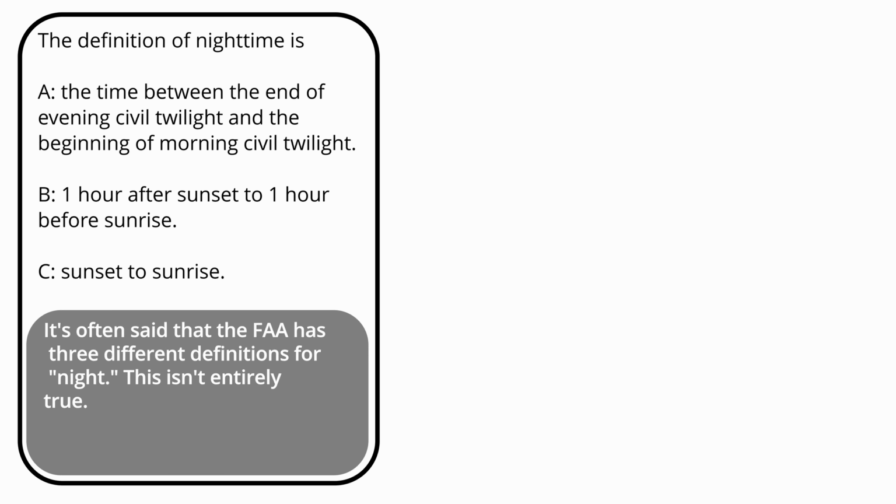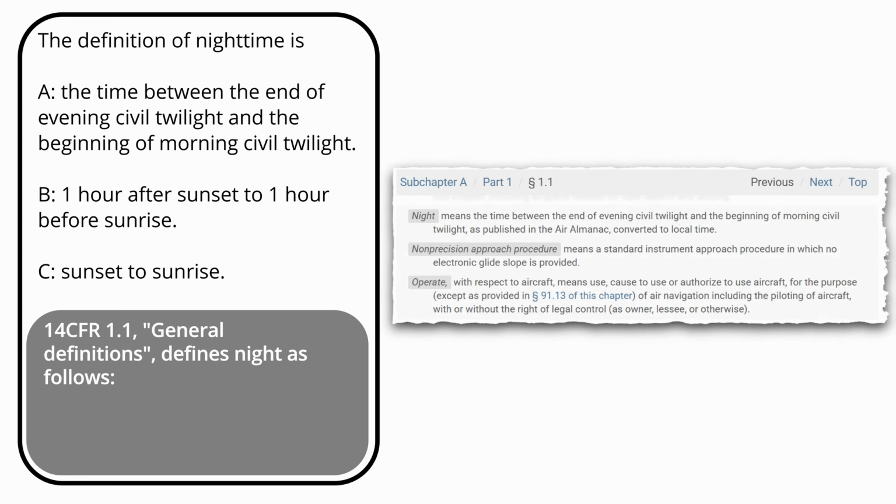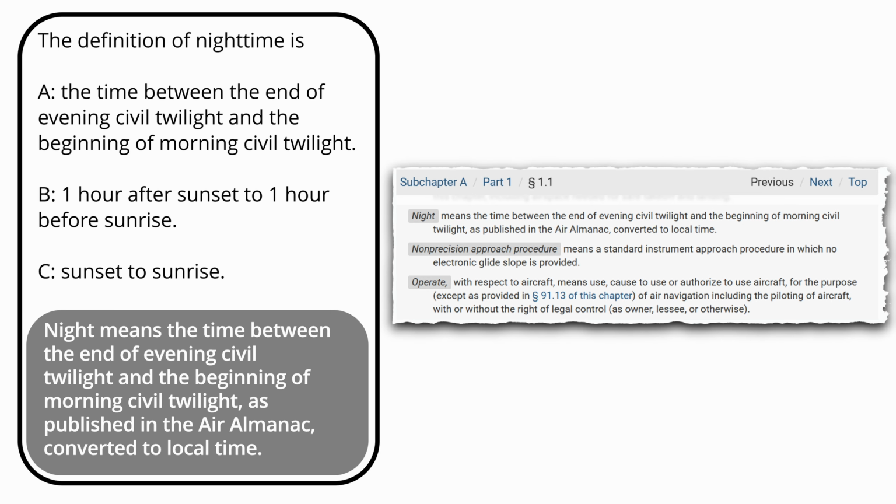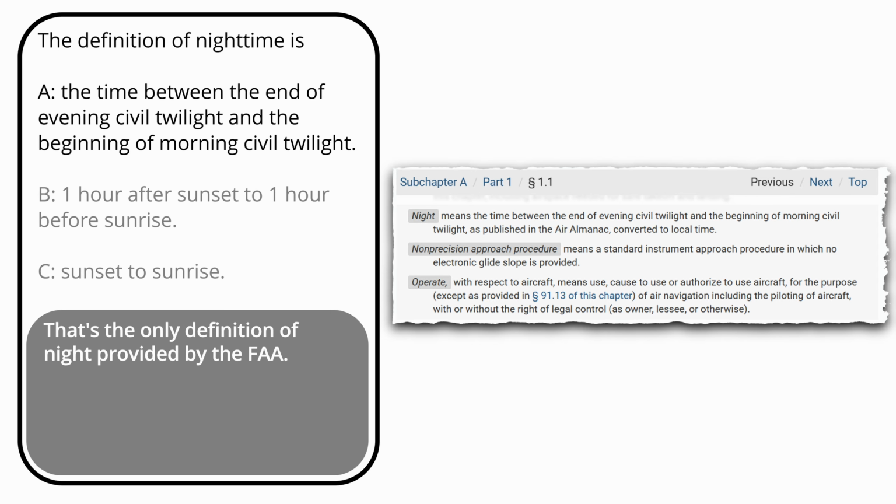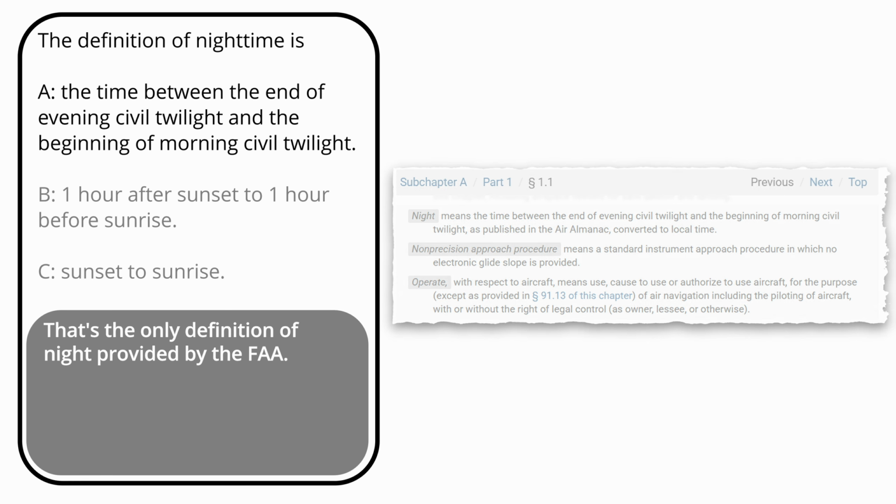It's often said that the FAA has three different definitions for night. This isn't entirely true. 14 CFR 1.1, General Definitions, defines night as follows. Night means the time between the end of evening civil twilight and the beginning of morning civil twilight, as published in the Air Almanac, converted to local time. That's the only definition of night provided by the FAA.